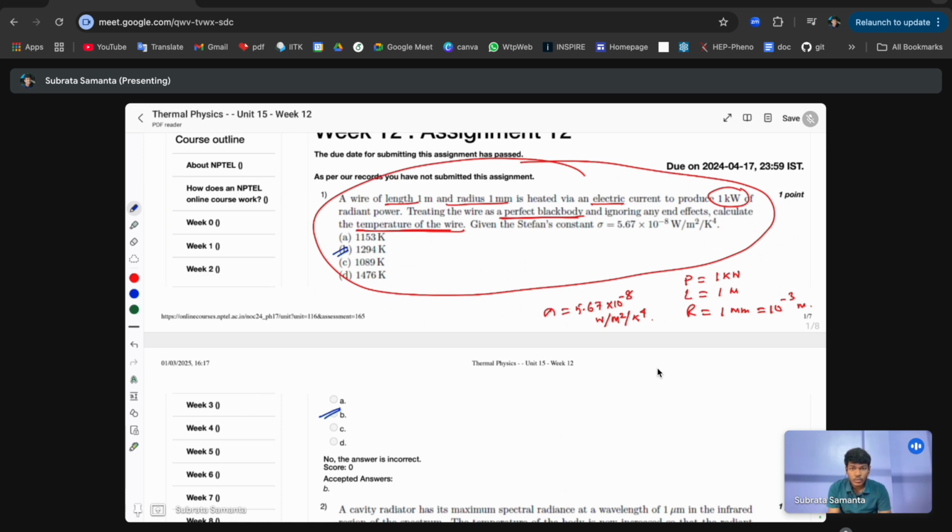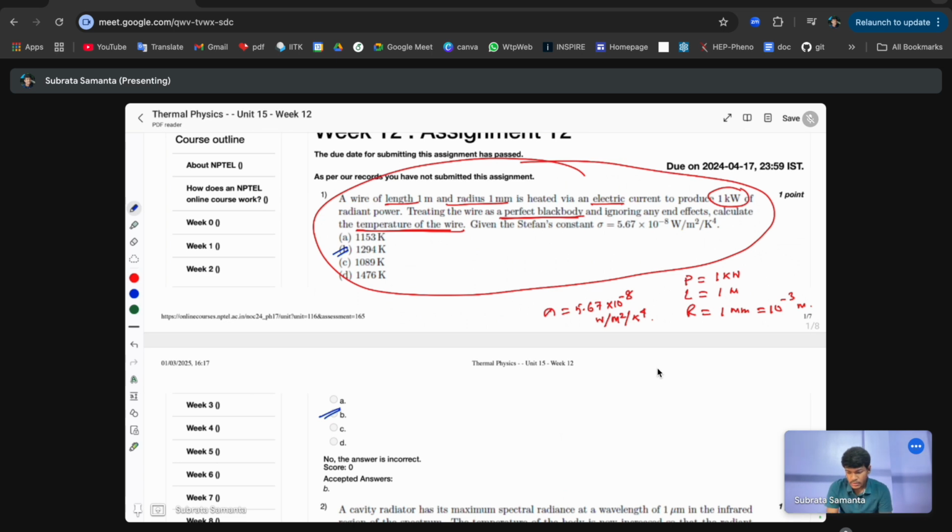So when the length and the radius of the wire are given, you can easily calculate the area, and once you know the area you can calculate the power, because the Stefan-Boltzmann constant is already given. And we also assume that your wire is a perfect black body, so the power is exactly the same as for perfect black body radiation.